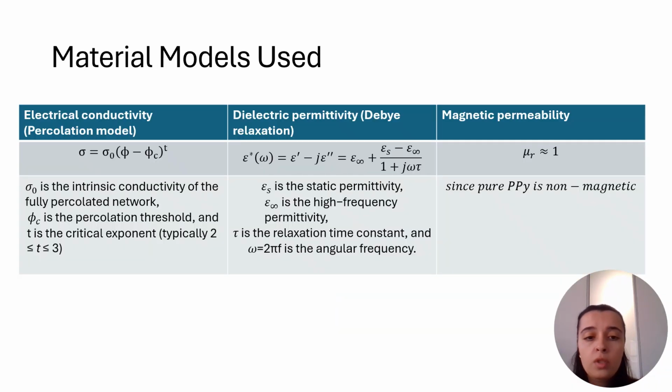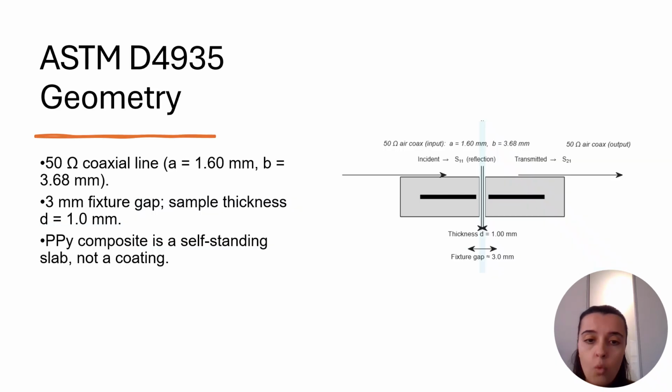The models used are the percolation model for the electrical conductivity, the Debye relaxation for the electric permittivity, and for the magnetic permeability, since pure polypyrrole is non-magnetic, we have assumed that the magnetic permeability is almost 1. Here you can see the geometry that we have used in MATLAB.